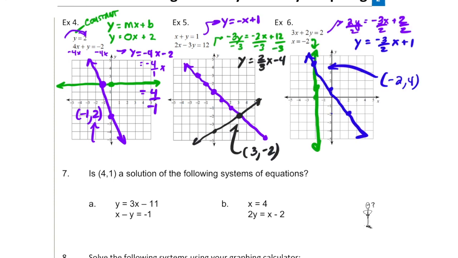So there's problem number 5, an answer of 3, negative 2. There's x is 3, y is negative 2 where they intersect, and for number 6 over here at negative 2 and positive 4.